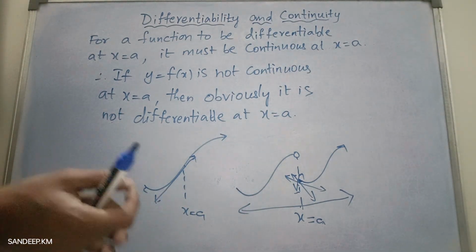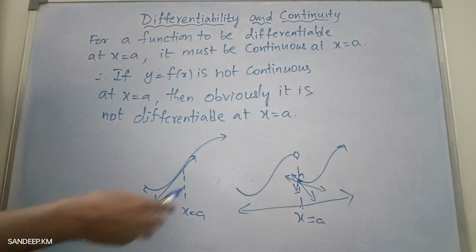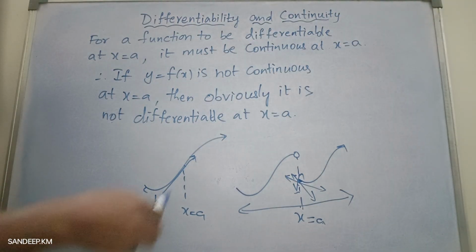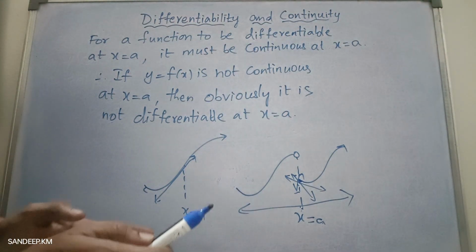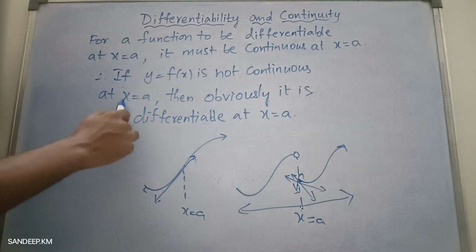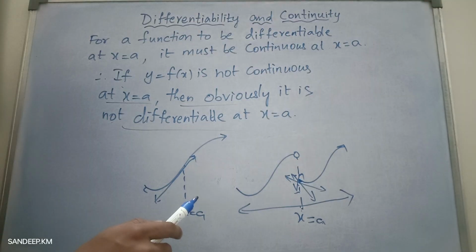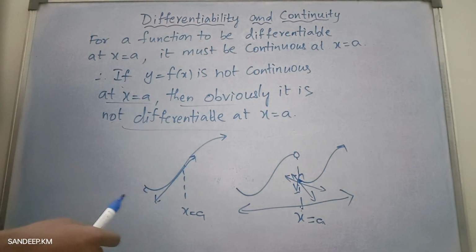So dear students, first of all, for a function to be differentiable at x is equal to a, it must be continuous. And if the function is not continuous at x is equal to a, then obviously it is not differentiable at x is equal to a. So while checking differentiability in many questions, first we will check whether a function is continuous or not at x is equal to a, and after that we will go for differentiability. Keep this in mind.